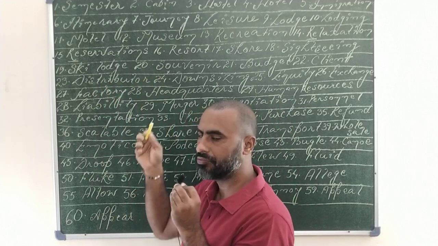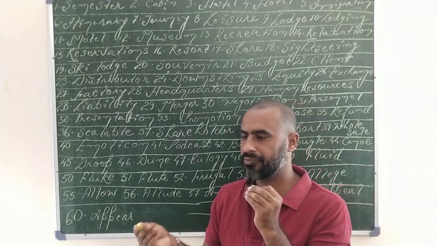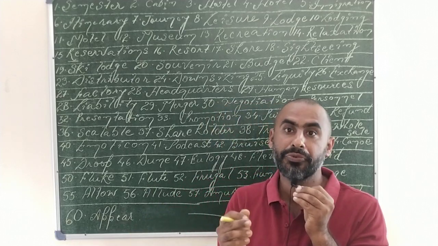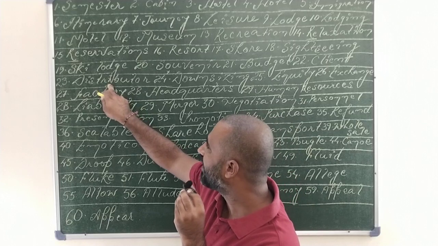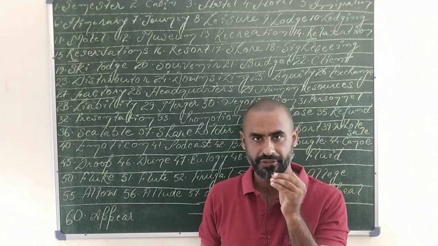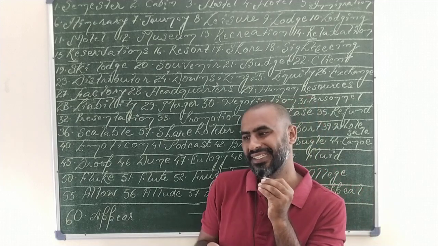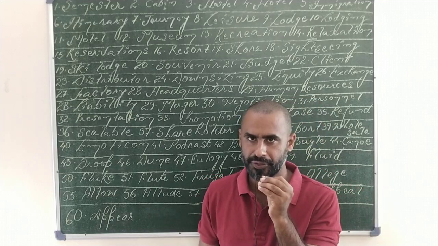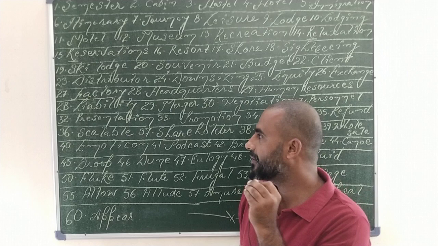D-I-S-T-R-I-B-U-T-O-R. So you guys used to say that word as distributor. It's distributor. I is silent in that word, so you need to say this word as distributor. It's not tree. Distributor. Say with me. Distributor. Nice.